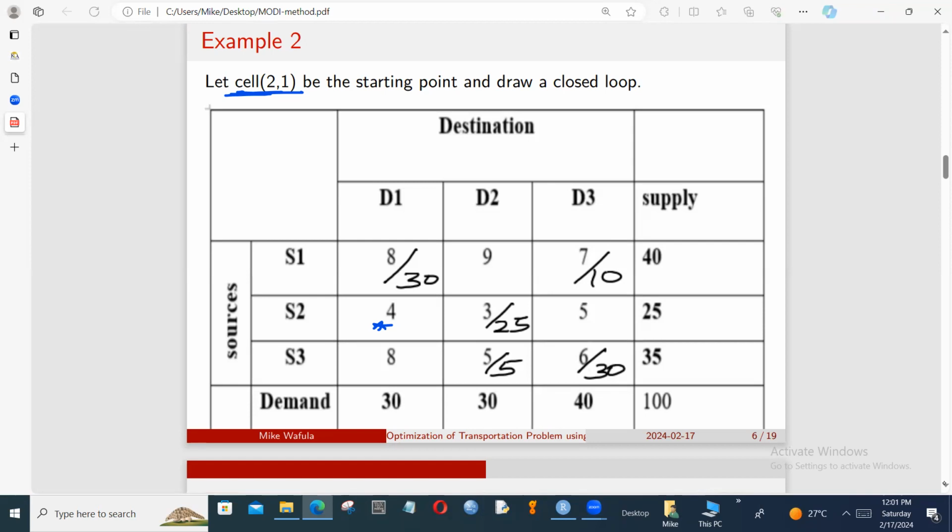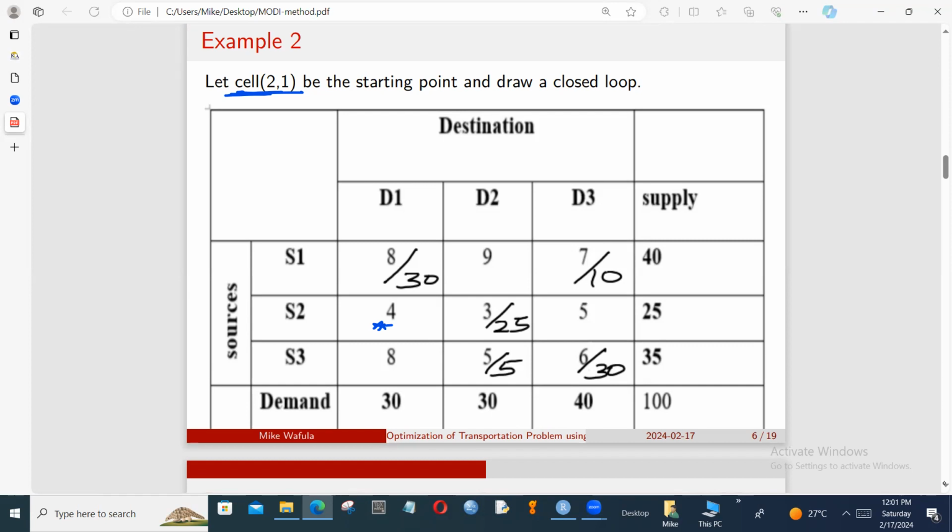Have we drawn the loop? Have we drawn the loop? Yes. Thank you.